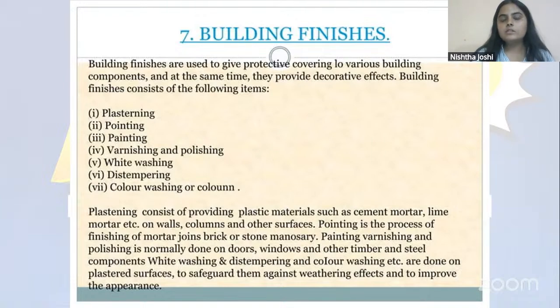Then painting is one thing which can be used on walls and different surfaces for finishing. Varnishing and polishing is something that can be used. Whitewashing is a very common way of building finishing. Then there is tempering, which was used more in the previous times, and color washing. And apart from that, there are various kinds of laminates, veneers, wallpapers, and different finishing materials that are available in the market nowadays. You can also read a bit about that.